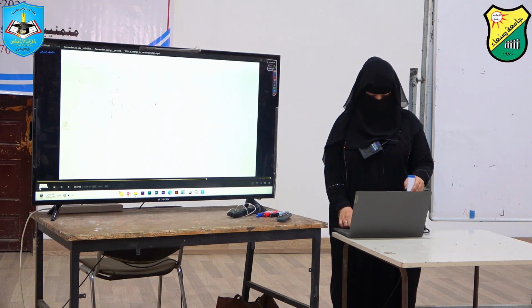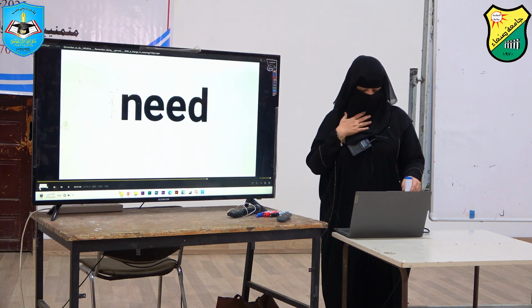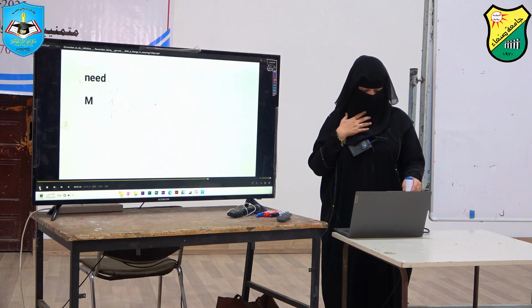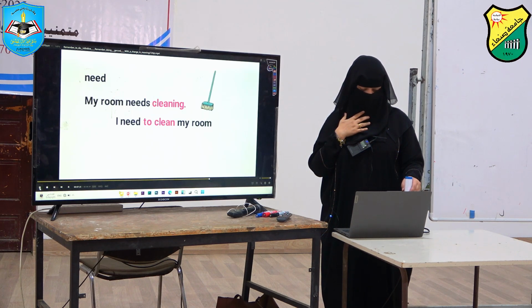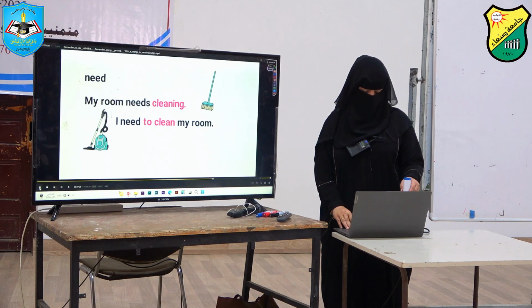Fine, let's look at the verb need. Let's compare two sentences. My room needs cleaning, and I need to clean my room. The first sentence means that my room needs to be cleaned, and this doesn't mean you have to do it, as it's using the passive form. Someone will clean the room. Whereas in the second sentence, it means that I must clean my room, so I have to clean it.